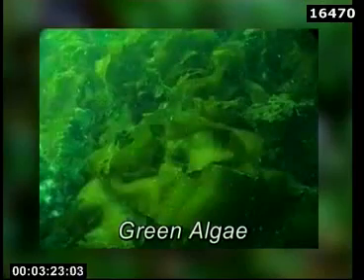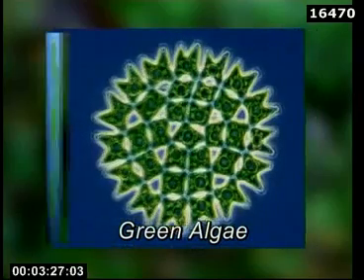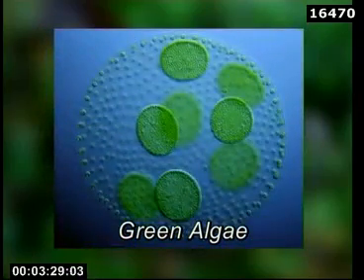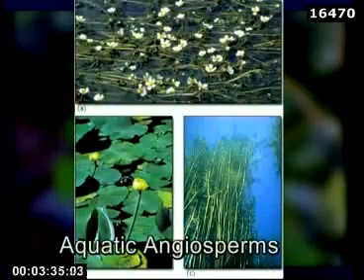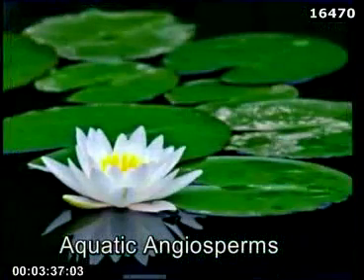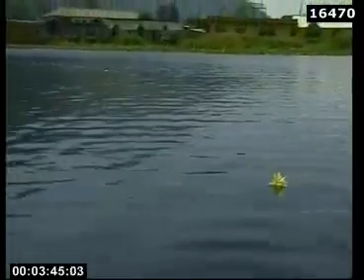It also grows epiphytically on larger green algae, and on the leaves, petioles and stamens of aquatic angiosperms. It is also found in some quiet situations of ponds, lakes and streams.